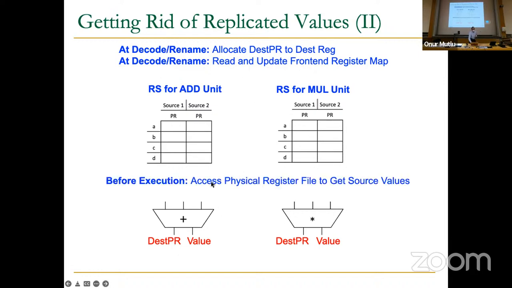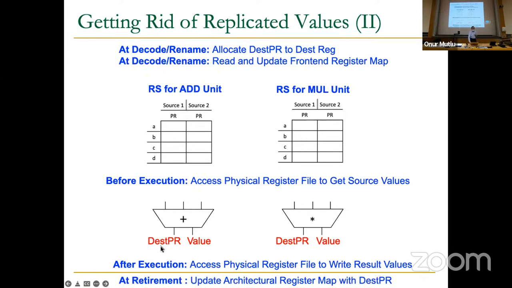And then before execution, you access the physical register file to get the source values. So you don't store the source values in the reservation stations, you store them in the physical register file. You access them from the physical register file. And then after execution, you access the physical register file to write the result values. And basically you broadcast the destination physical register as your tag and the value. So the tag is not the reservation station entry, it's really the destination physical register ID at this point. And you update the architectural register map with the destination physical register at retirement.